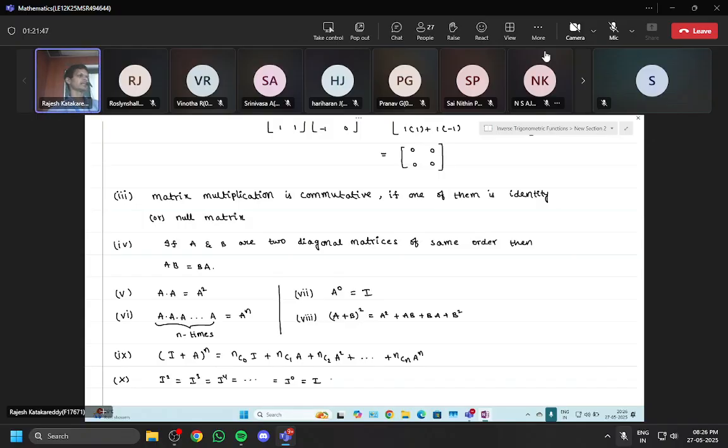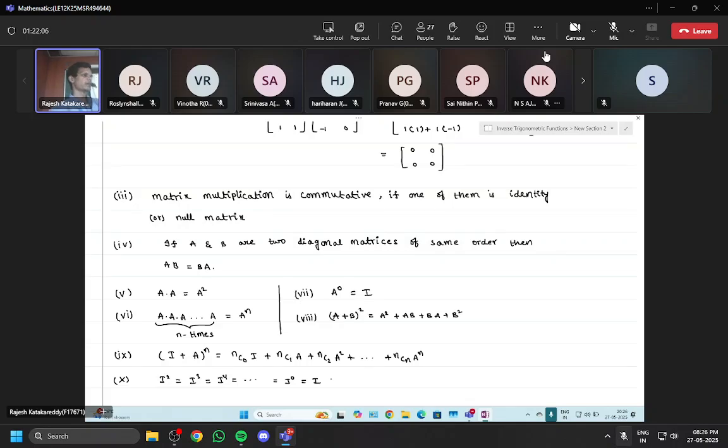Third one, you write: let A and B be two upper triangular matrices. Then what is AB? Is it an upper triangular matrix, and if not, what is it? What is BA? Is it an upper triangular matrix, and if not, what? Whether AB is equal to BA or not. Clear? Understanding what I am speaking?